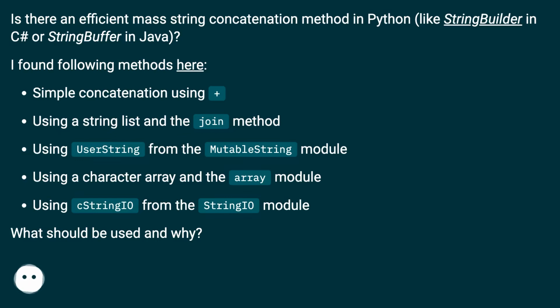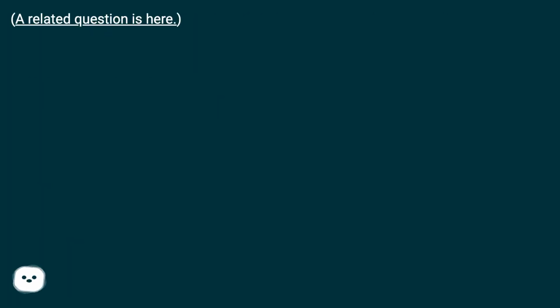Simple concatenation, using plus. Using a string list and the join method. Using UserString from the MutableString module. Using a character array and the array module. Using StringIO from the StringIO module. What should be used and why? A related question is here.